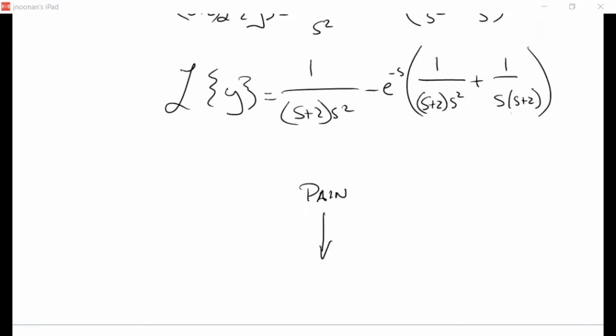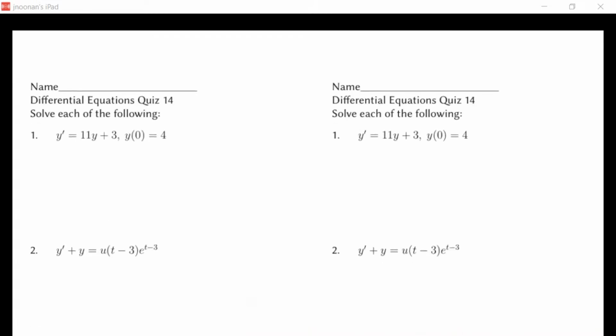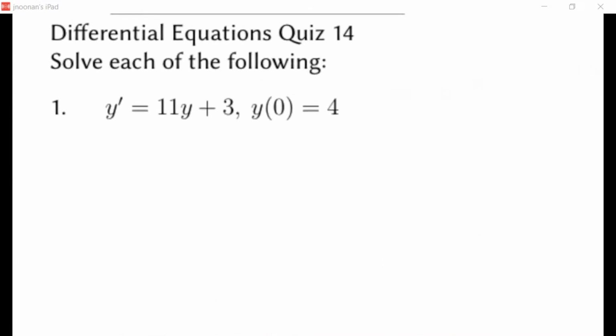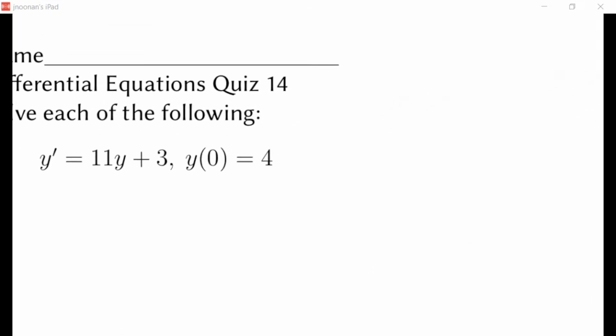Okay, let's move that paint off the page. Okay, so I'll work through this as quickly as I can. We'll do a race, see who gets done first, and then I'll show you my answers when I get done.